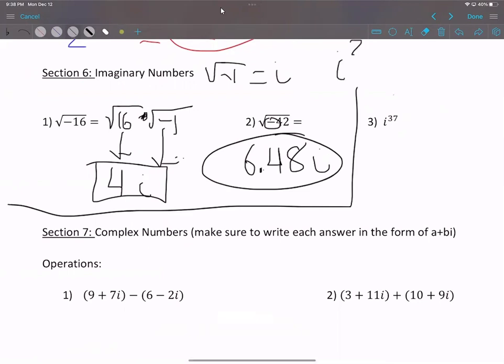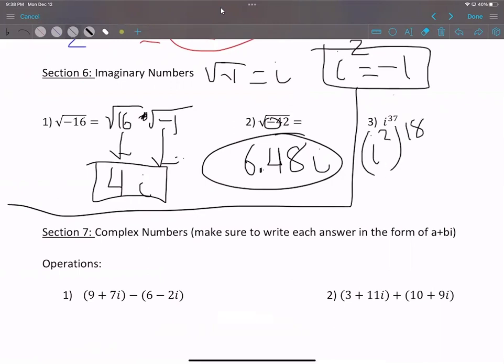The next identity you're going to want to know is that i squared is -1. That's going to help us do these power questions. So number 3, what you want to think about, I think like a classroom, just because it's easier for me to visualize. So you have 37 students. How many groups of 2 can you make? Well, you can make 18 groups, but you have 1 left over.